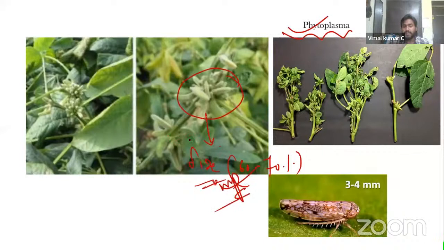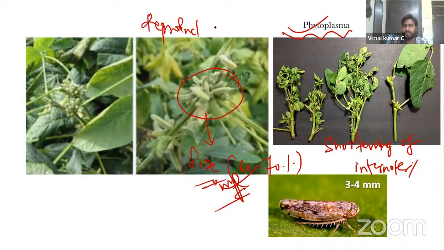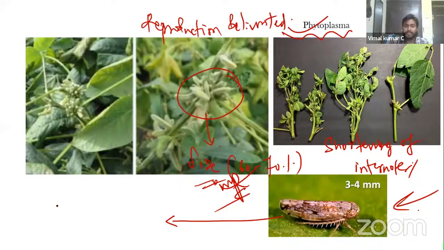After that, you can see little leaf, and the internodes will be shortened. Of course, if it infects early, the reproductive structures will be delimited. It is transmitted through leafhoppers, and it is assumed to be transmitted through Orosius albicinctus. So this is the vector, right?